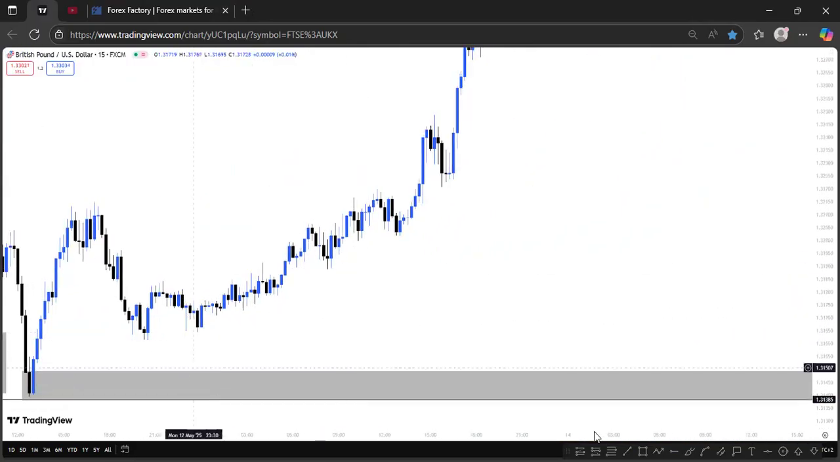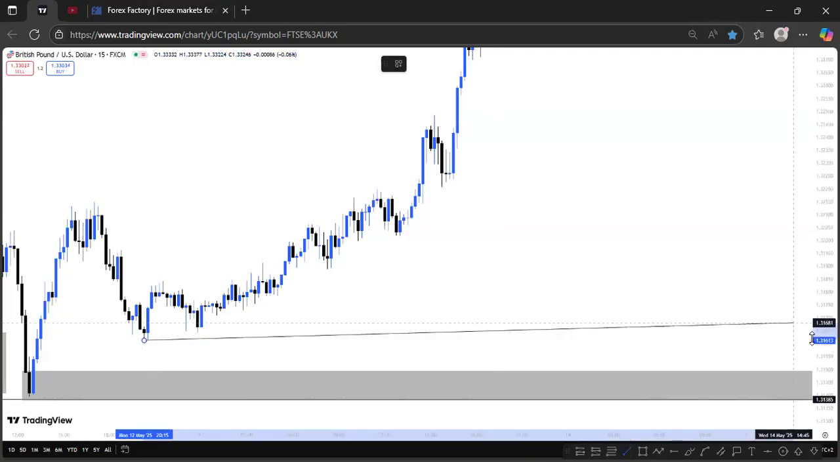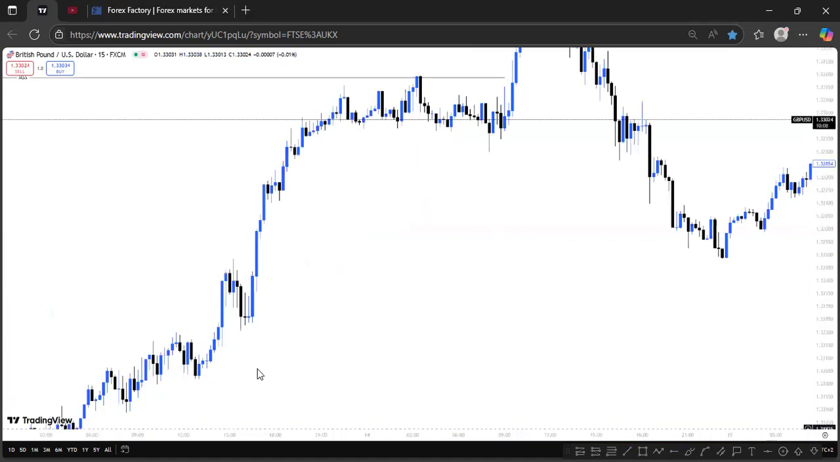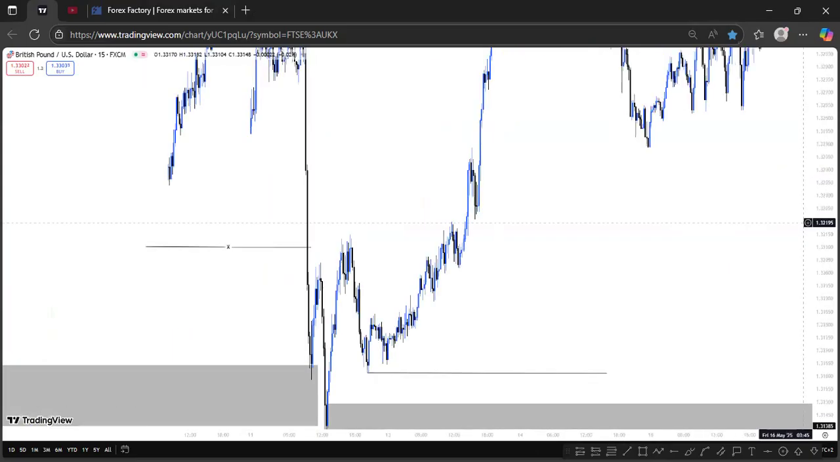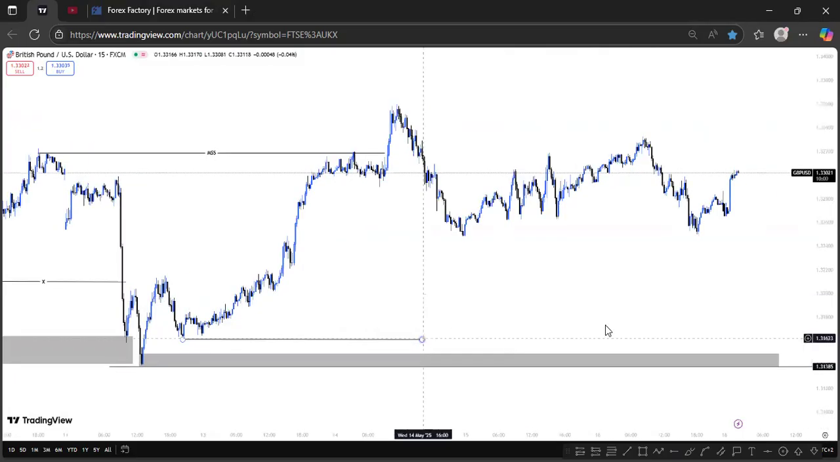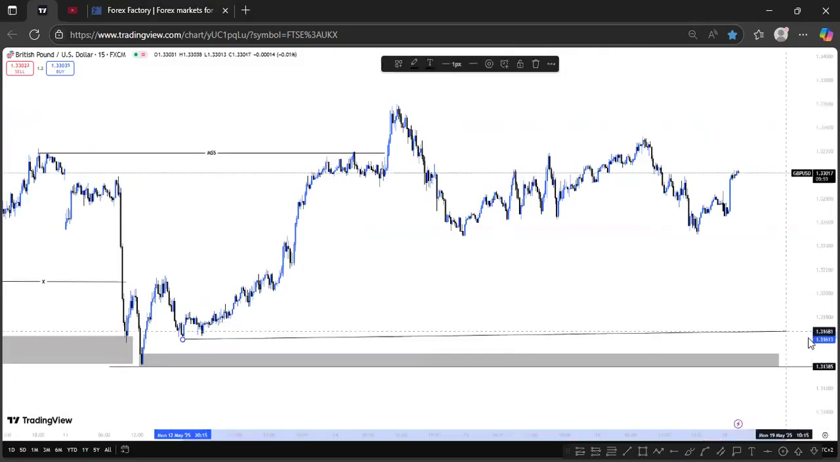Now, all of this here is going to serve as our inducement. All of this is just going to serve as our liquidity. So this is going to be our liquidity here, or our inducement. Let me string this so you can see the charts from the origin to the end.